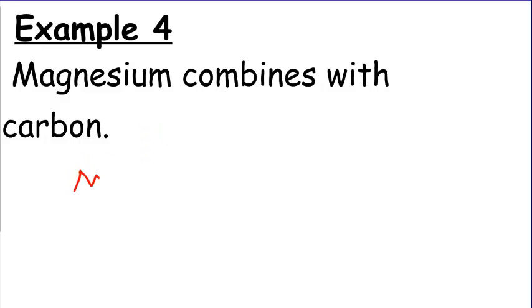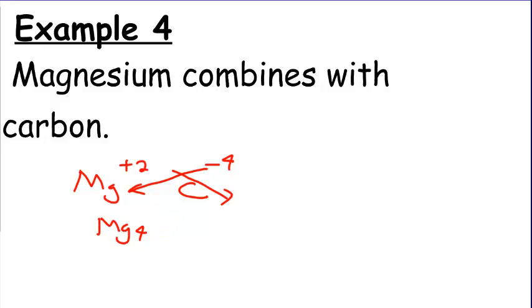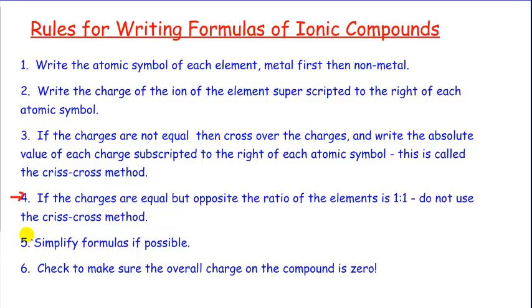So let's start by writing our atomic symbols. Magnesium is located in group 2A, has a +2 charge. And it's combining with carbon. Carbon's located in group 4A, and that's one of those special cases where the charge can be either -4 or +4. Because it's combining with a metal, it's going to take on the -4 charge. And we're going to use the crisscross method here, and we're going to get Mg4C2.